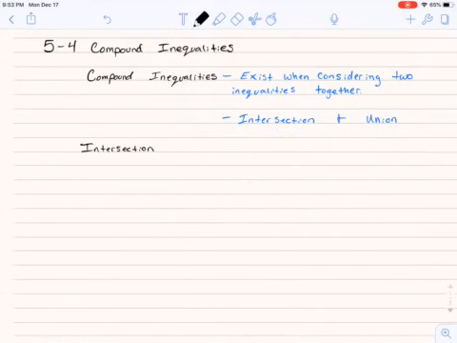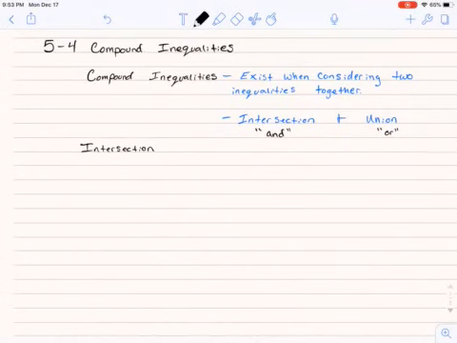There are two types of compound inequalities. The first type is what's called an intersection. And in our notes, these would be using the word and. I'll explain this more. The second type is a union, and this uses the word or.